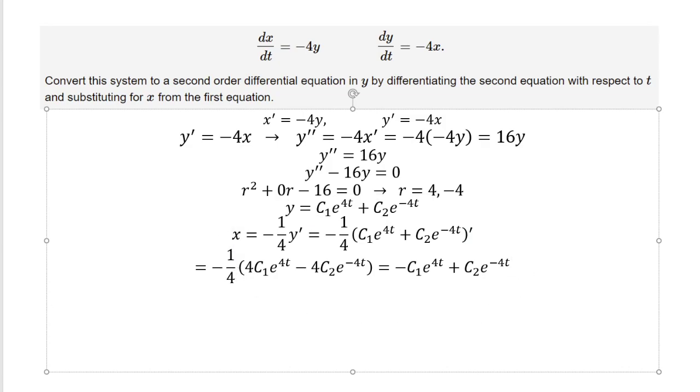So now we have this as the answer, and this will be the other answer. In many cases, you might have an initial condition, x of 0 equal to something and y of 0 equal to something, and then you're going to get some equations for c1 and c2. So use that to solve for c1 and c2, plug them back in, and that will be your answer.